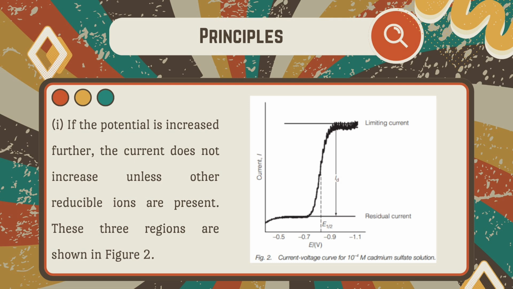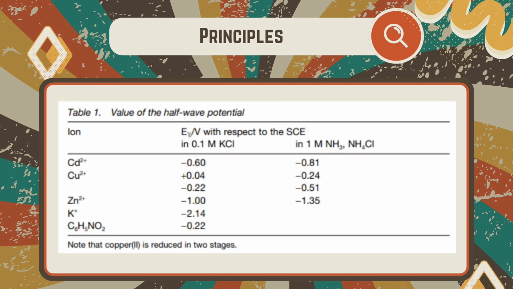The half-wave potential is usually quoted relative to the SCE, and like the standard electrode potential, is characteristic of the electrode reaction. Typical values are shown in table 1. Okay, and now let's proceed to instrumentation.